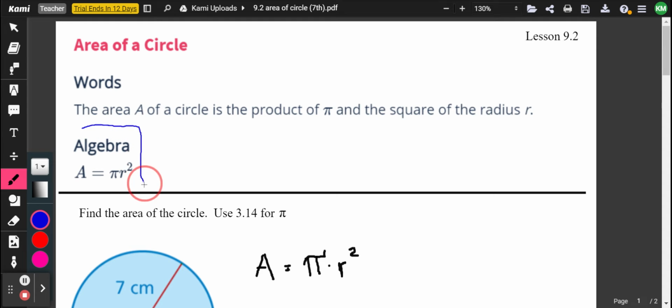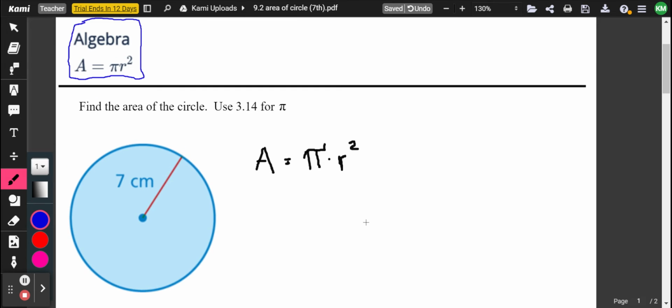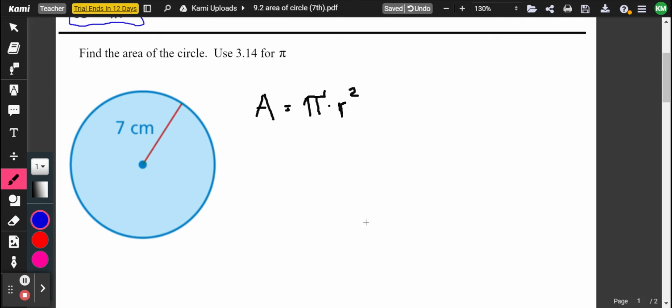You're going to need this formula here for the area of a circle, which is area equals pi times the radius squared. A equals pi r squared. So if you recall, area is finding how much square units fill up a shape. So we're looking at how many square units fill this circle.